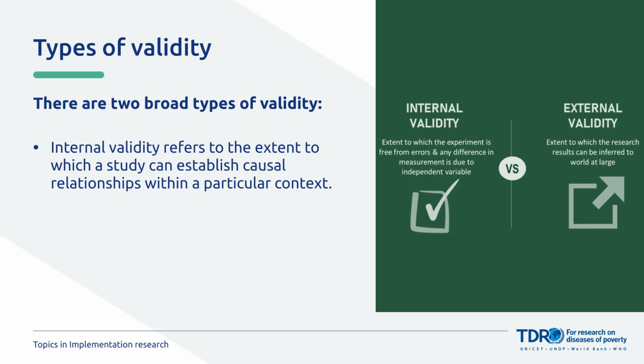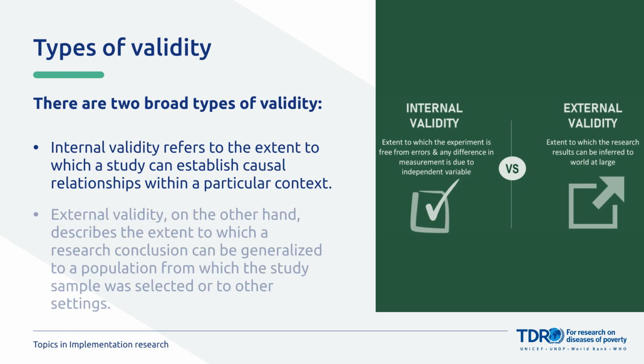Internal validity focuses on whether a study can show cause and effect within a specific context, while external validity looks at how well findings can apply to other groups or settings. In implementation research, internal validity is about ensuring that outcomes are truly due to the strategies being used. Researchers ensure internal validity by minimizing bias and controlling experimental conditions. This chapter explores internal validity in all stages of implementation research, from strategy design to data analysis and sharing findings.